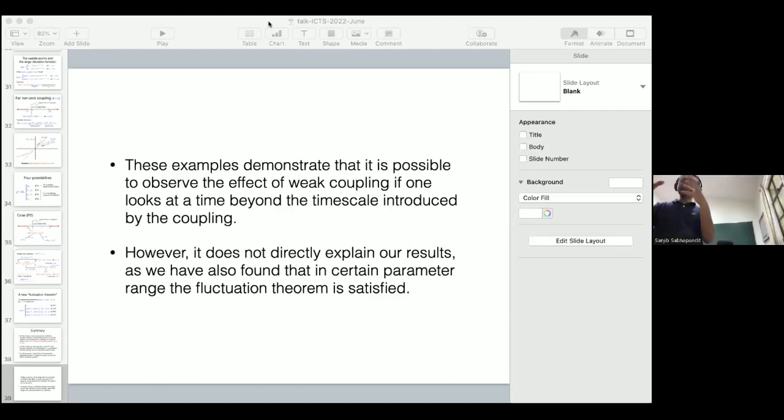That's the time scale when these two particles come to equilibrium between themselves, and that time scale is quite long. If you look at the entropy production in that time scale, then what you will see is that it violates the fluctuation theorem.